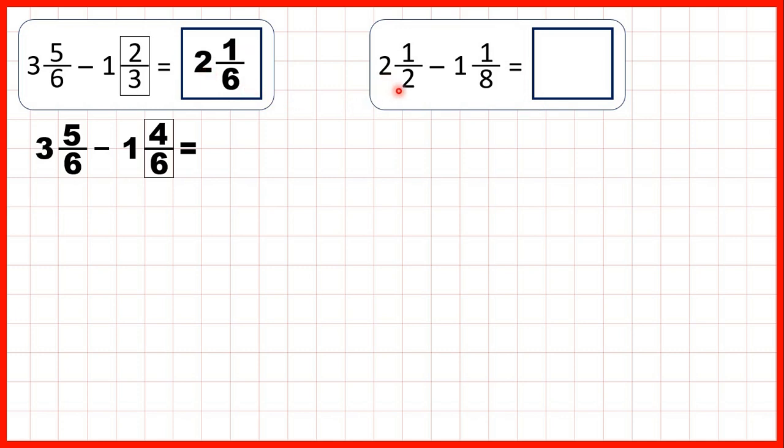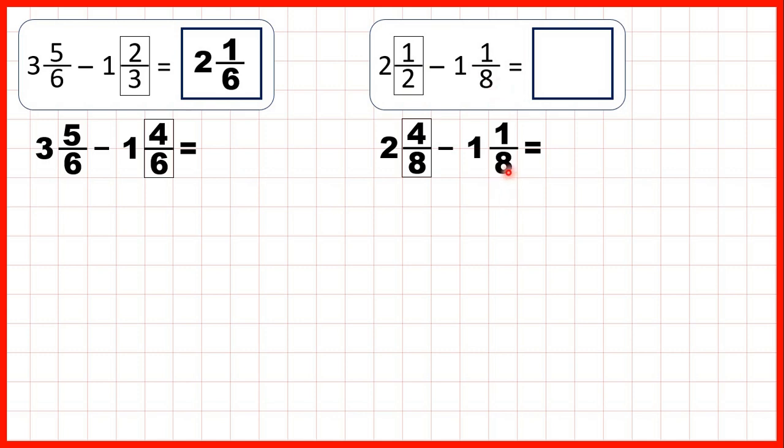Now we have 2 and a half minus 1 and 1/8. Again, we need the denominators to be the same, so instead of 2 and 1/2, we can write 2 and 4/8. That's equivalent to 1/2 because 2 times 4 is 8 and 1 times 4 is 4. Now we're subtracting 1 and 1/8.